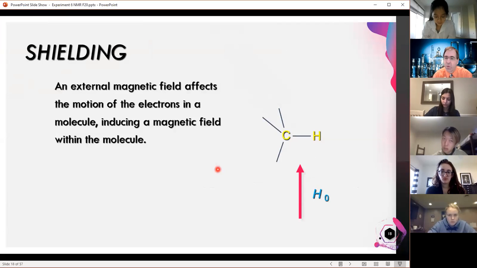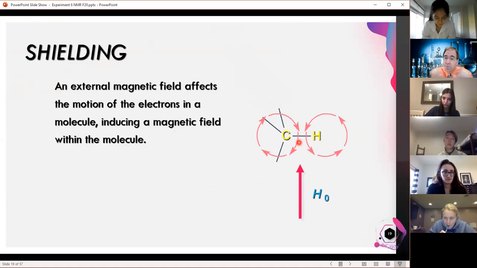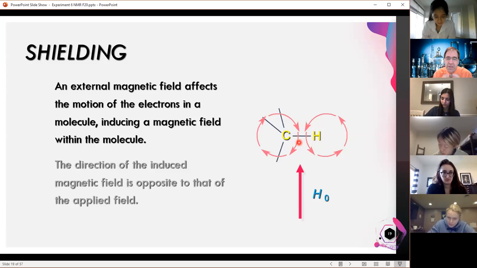Okay, so let's look at this. We're going to put an external magnetic field. We're going to put our molecule in this magnetic field. But remember, the molecule has its own electrons, right? There are electrons that make up these bonds. So the external magnetic field will affect the motion of the electrons in the molecule, and it induces a magnetic field within the molecule. The external field causes the electrons within the molecule to start moving, because electricity and magnetism are related, and they generate their own magnetic field. But what's interesting here, and this is a physics thing, is that the induced magnetic field is induced in the opposite direction of the external field.